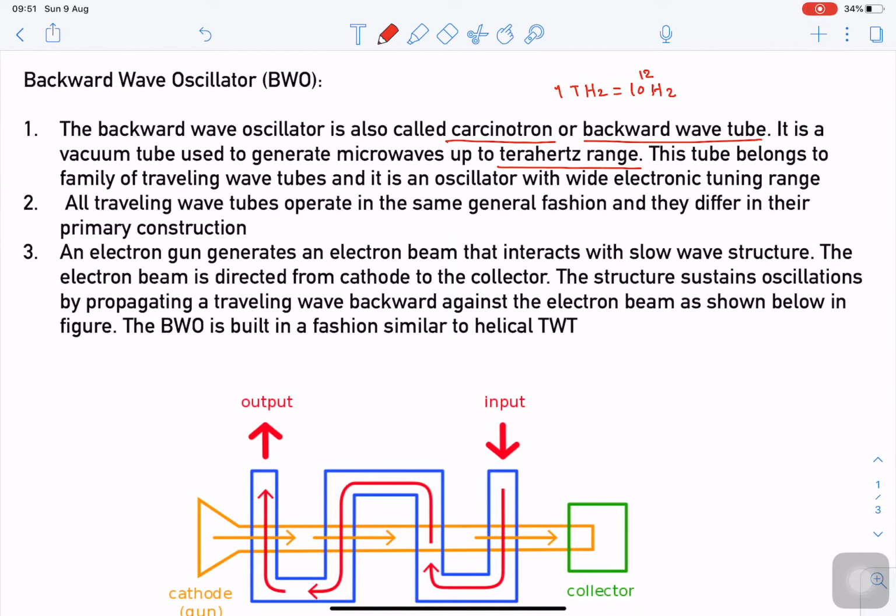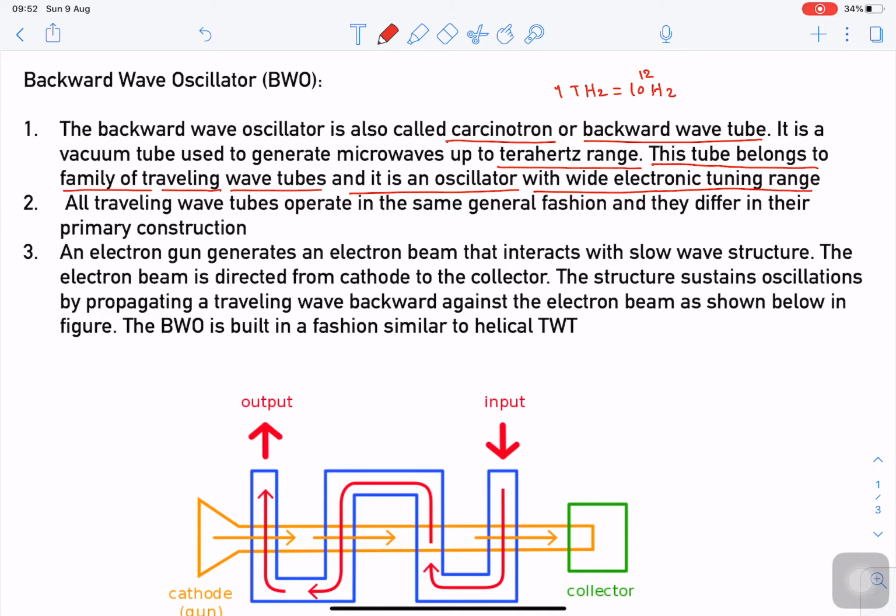So this tube belongs to the family of traveling wave tubes. This particular sentence is very important, as it is indicated clearly over here, that this tube belongs to the family of traveling wave tubes, and it is an oscillator with wide electronic tuning range. This is important. So the tuning range of the backward wave oscillator is very wide. This is another advantage that we get from the use of a backward wave oscillator.